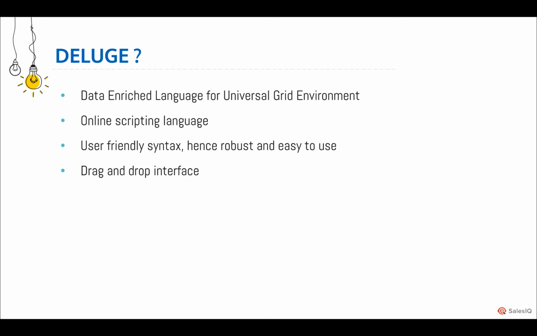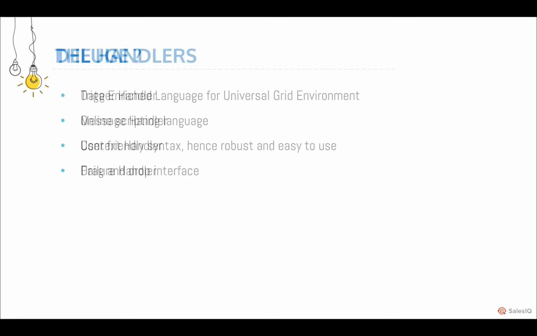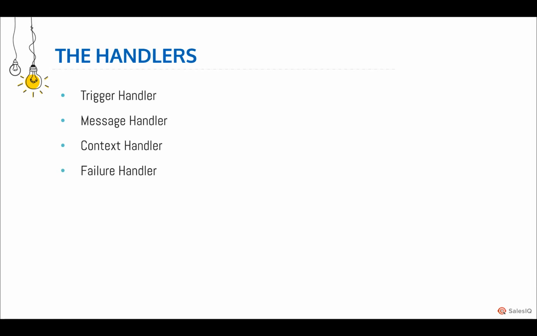It offers a drag-and-drop user interface, thus leaving out the task of remembering Deluge syntax and functions to the user. You don't have to type in everything manually. Everything is just right there. You just have to pull it in from the left-hand side of your builder and drop it inside the main builder screen. Then there are handlers. The SalesIQ Scripts consist of 4 major handlers: trigger, message, context, and failure handlers. I'll tell you about them one by one.